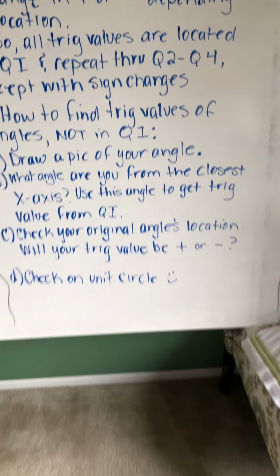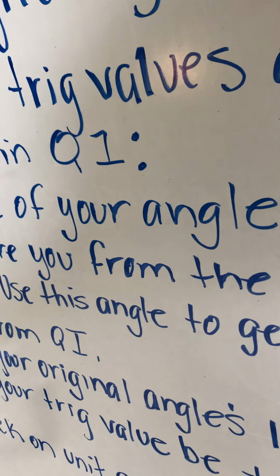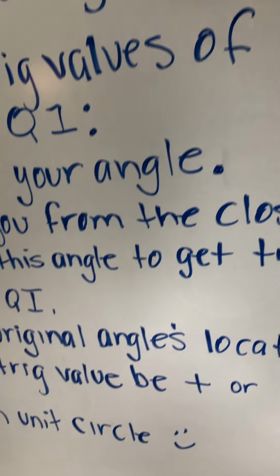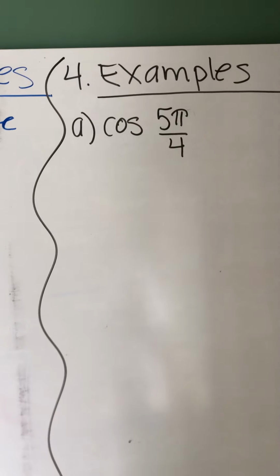So the first problem we're going to do, and again, I hope this isn't too jumpy, it's just me doing this, and so I'm going to have to kind of go in and out on this. So let's say they ask you for cosine of 5 pi over 4.